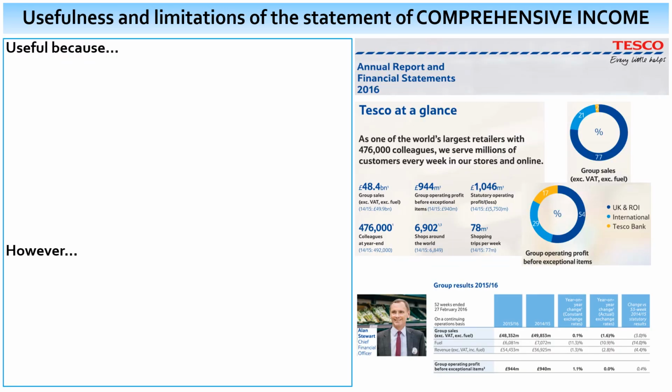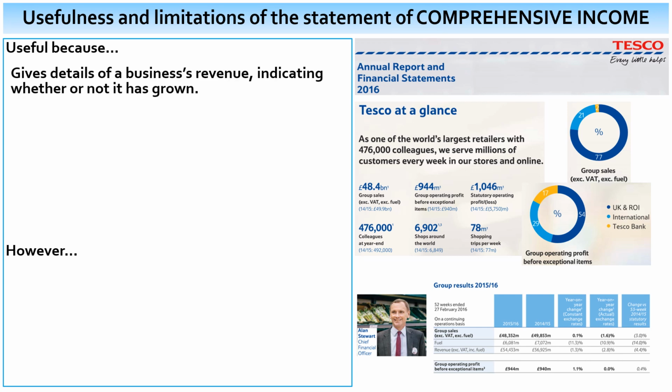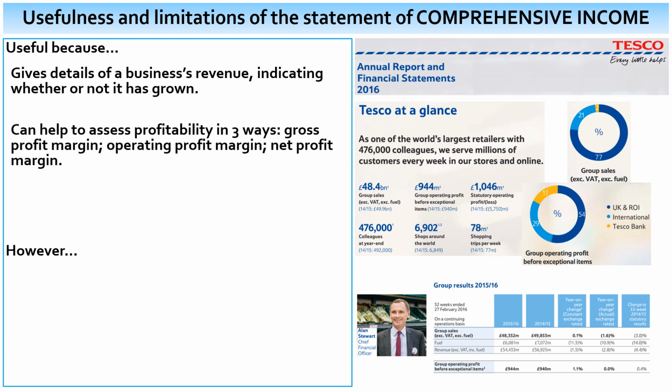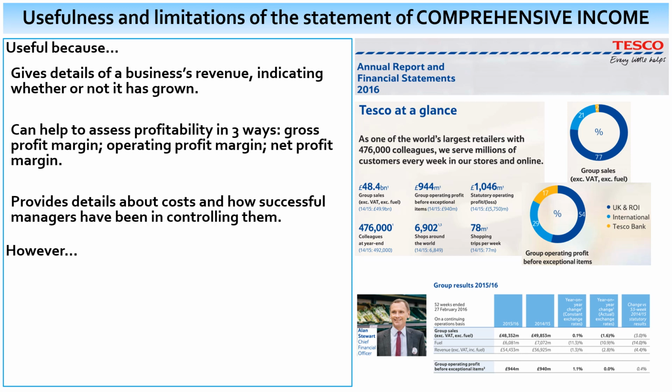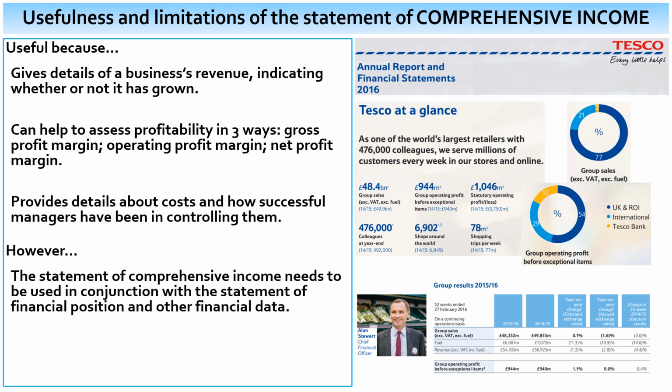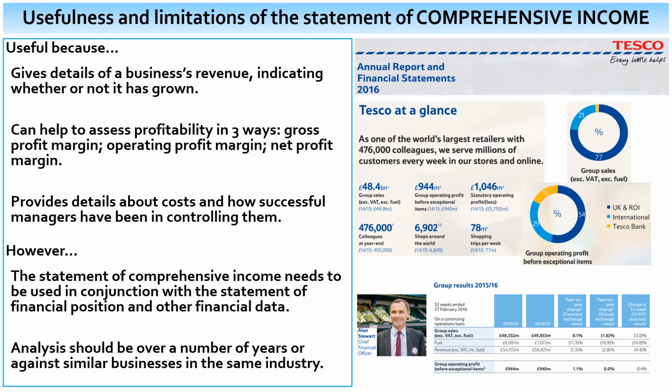So why are statements of comprehensive income useful, and what are the limitations? Well, they're useful because they give us details of a business's revenue, indicating whether or not it's grown. It can help us to assess profitability by looking at gross profit, operating profit, and net profit, and the associated margins. It provides us details about the costs and how successful managers have been in controlling those different layers of cost. However, we need to use this alongside the statement of financial position and other financial data to get a full picture of the finances of the business.